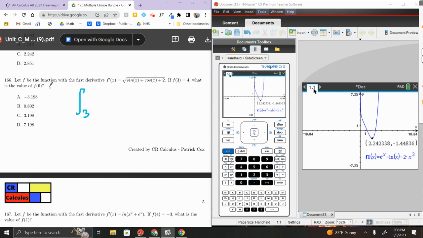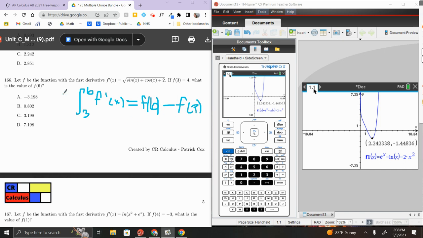Then I use the point I'm looking for. So it's a 6. Make sure these are in the right order from smallest to biggest. And then it's going to be the antiderivative of f prime of x, pretend like there's a dx there, I'm not writing that, is going to equal f of 6 minus f of 3. Yep, that's a 3. Okay.